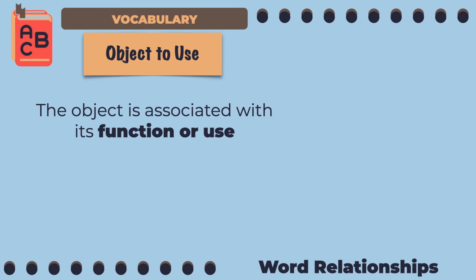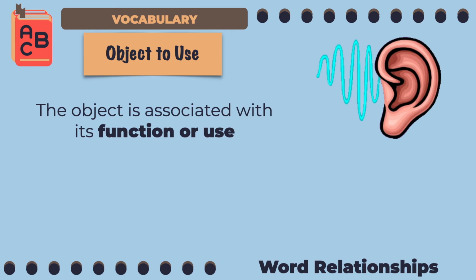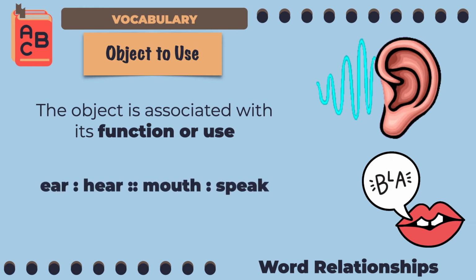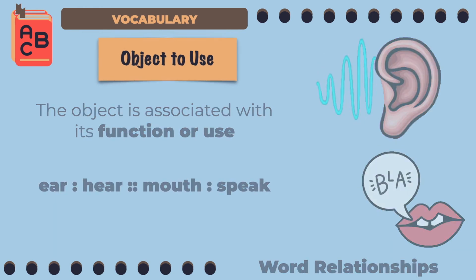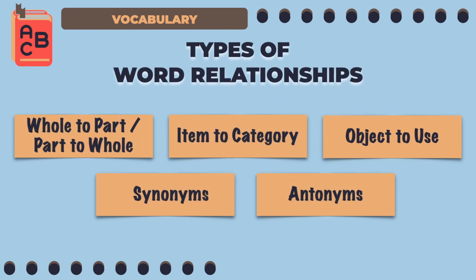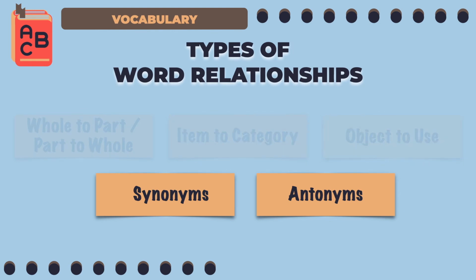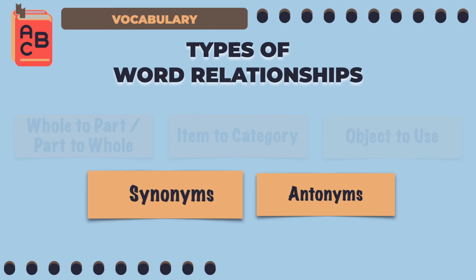Last example for object to use is presented through these images. An ear's purpose is to hear, whereas a mouth's purpose is to speak. So its analogy is ear is to hear as mouth is to speak. We are now done with the first three word relationships. I hope by this time, whole to part or part to whole, item to category, and object to use are now clear. The next word relationship is synonyms.